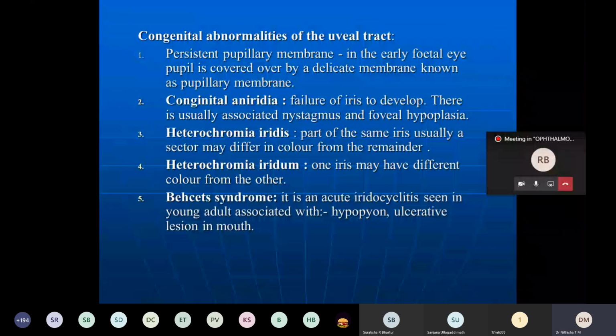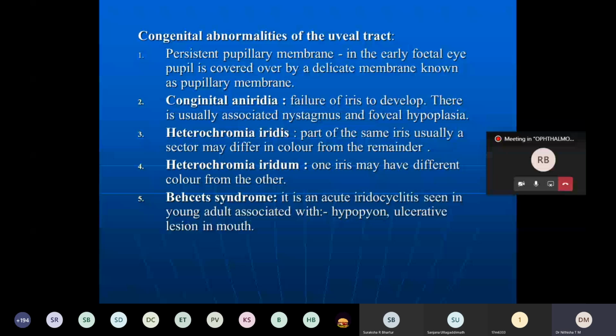What are the congenital abnormalities of the uveal tract? First is a persistent pupillary membrane, which mimics a posterior synechia. It is a delicate membrane which covers the pupillary area, and it is a congenital abnormality. Second is congenital aniridia. Aniridia means absence of the iris, a failure of the iris to develop. It can be associated with nystagmus and maldevelopment of the fovea.